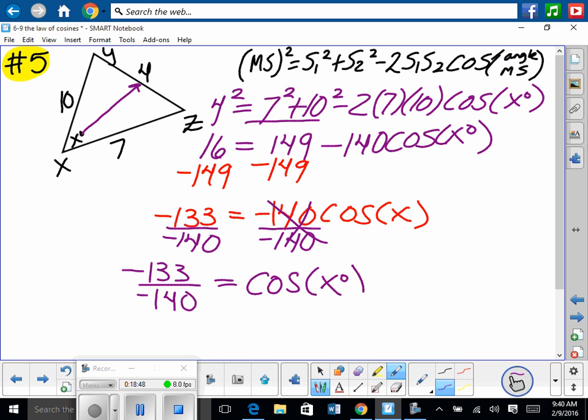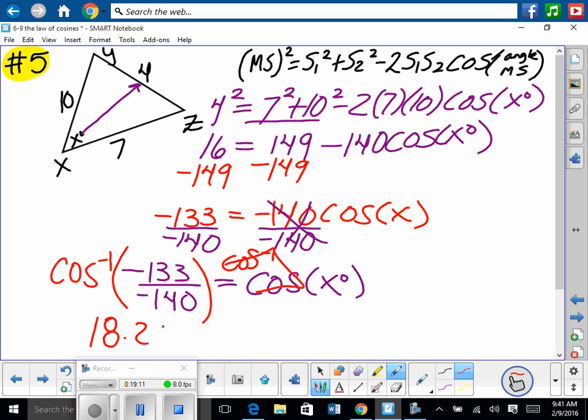And now because x is entrapped in cosine, the only way to get it out is to take the cosine inverse of both sides of the equation. Inverse cosine and cosine cancel out. x alone, type it in. Cosine inverse of negative 133 over negative 140, or you could type it in as positives, it'll come out the same. 18.2. So that's 18 degrees, if we're rounding to the nearest degree, like the instructions say.